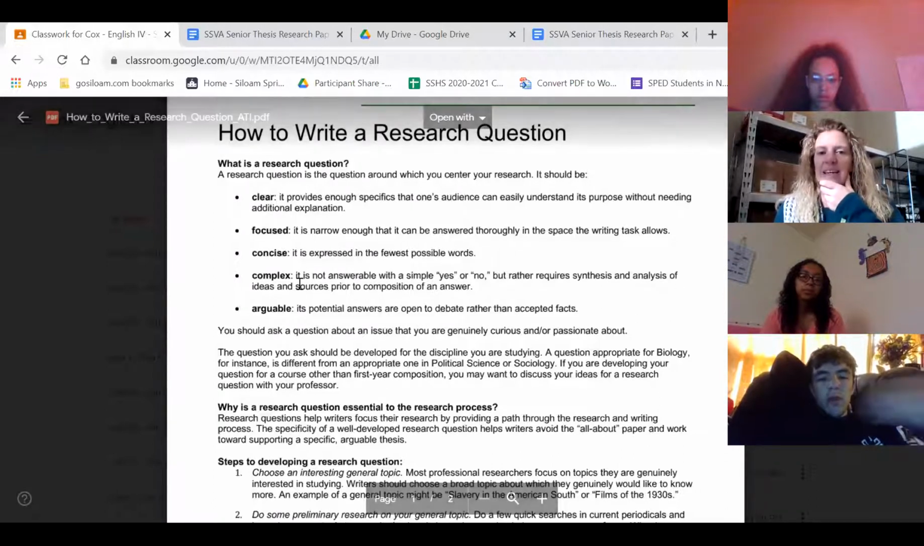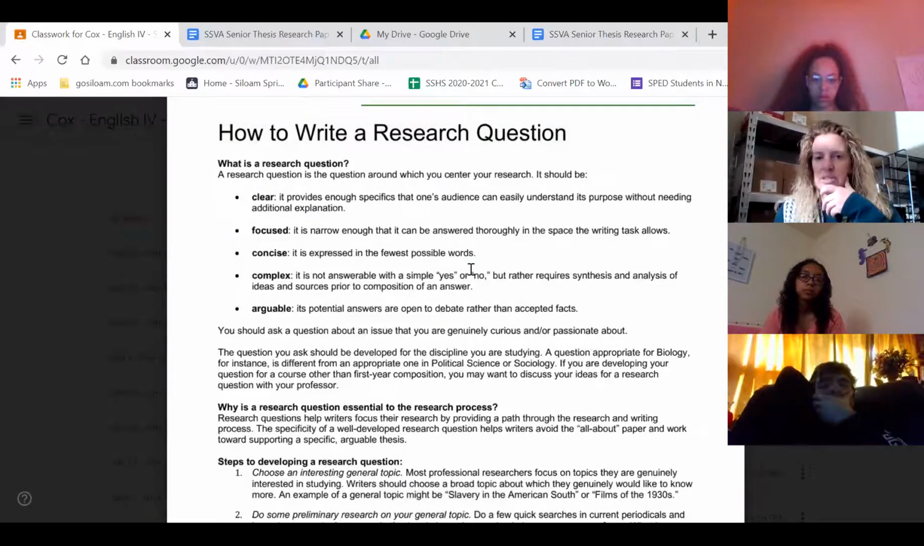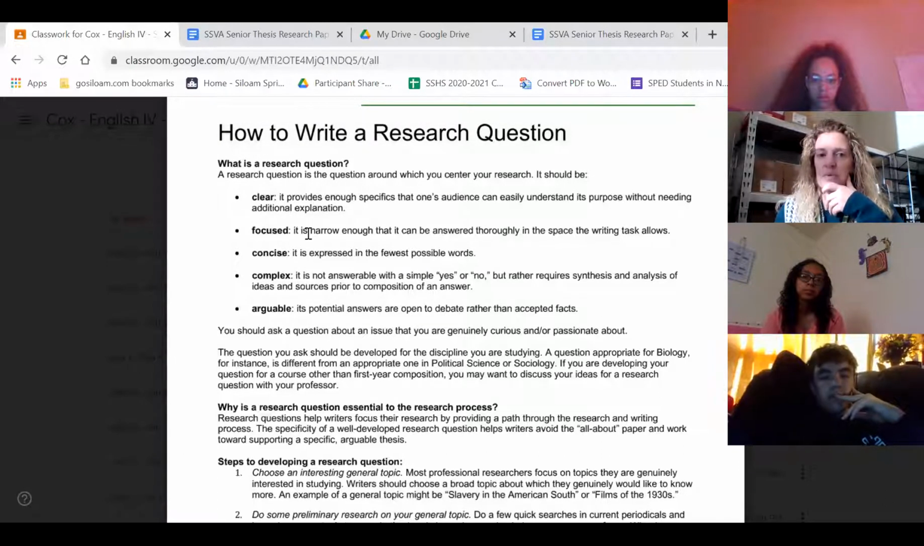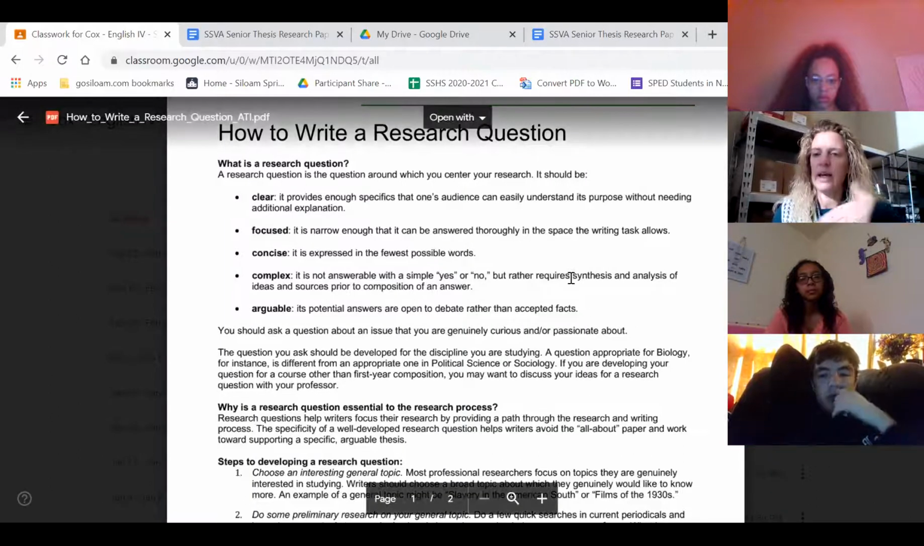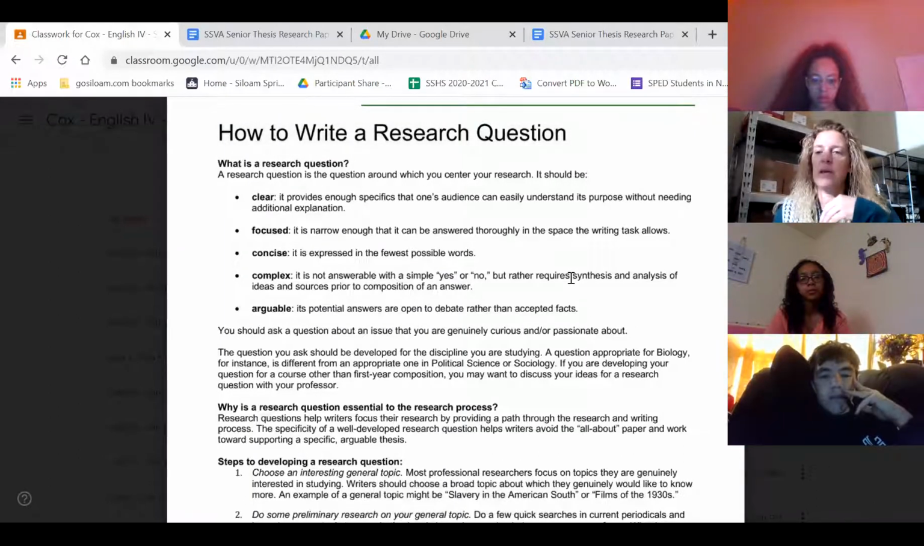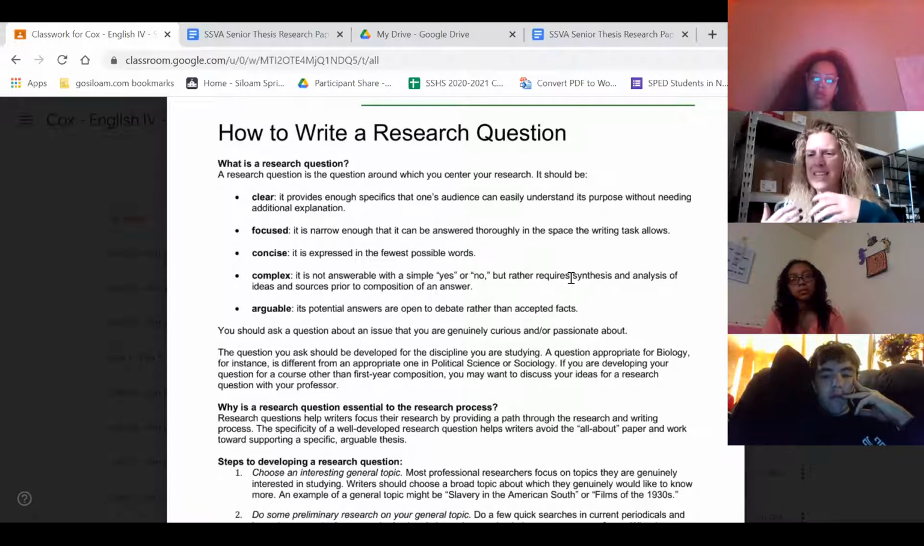Now complex, again, you can't have a simple yes or no answer. This goes back to where it needs to be enough to where it can be answered thoroughly in the space provided. So it's got to be complex enough with the fewest words possible, but not a simple yes or no question, okay? You need to be able to analyze it, require information that's going to make you argue the information. It's going to make you have to go and research information. It's going to have to make you go and find both sides of the information that you agree or disagree with and things like that.